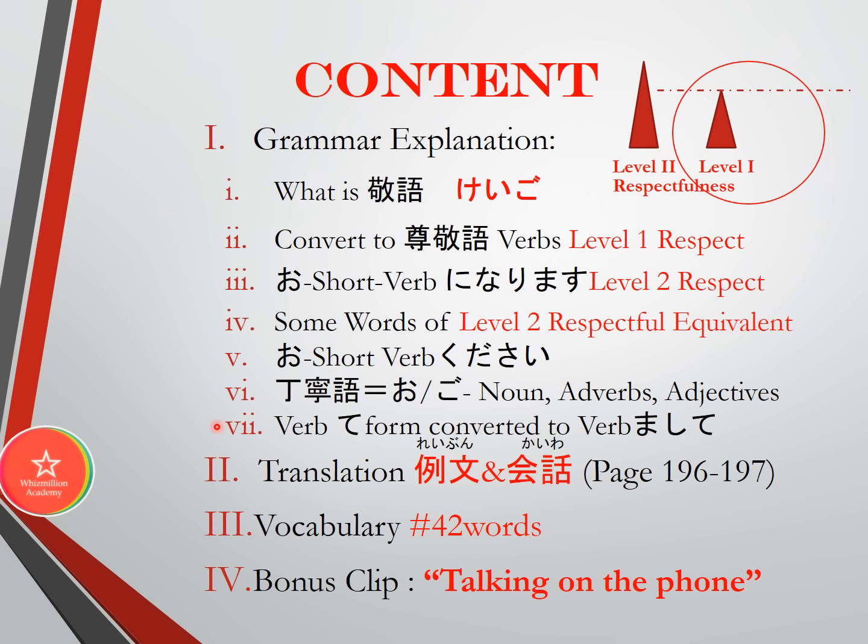Continuing on, we will do an English translation for pages 196 to 197. That's where the Reibun and Kaiwa is. Sometimes we translate a sentence wrongly and your understanding will be wrong forever. So be sure to get the correct English translation for every sentence.